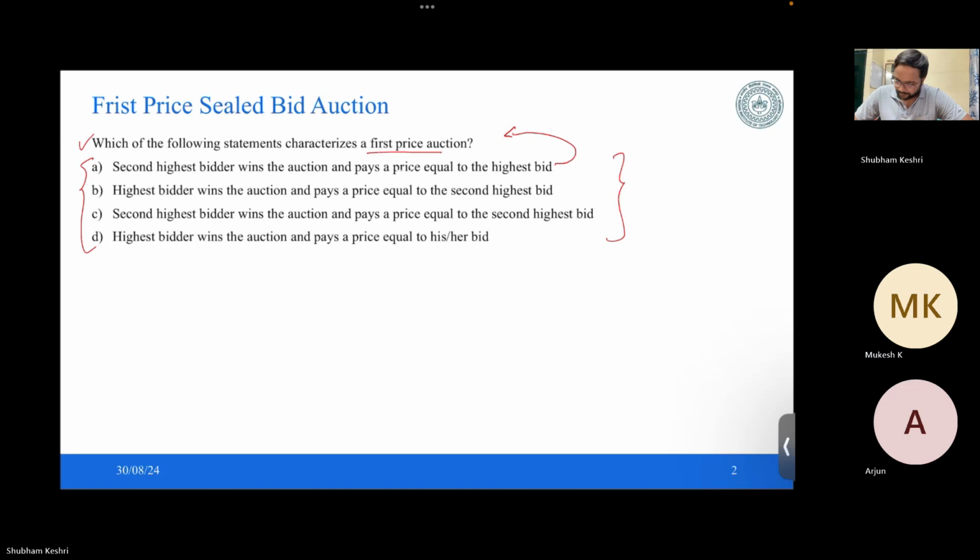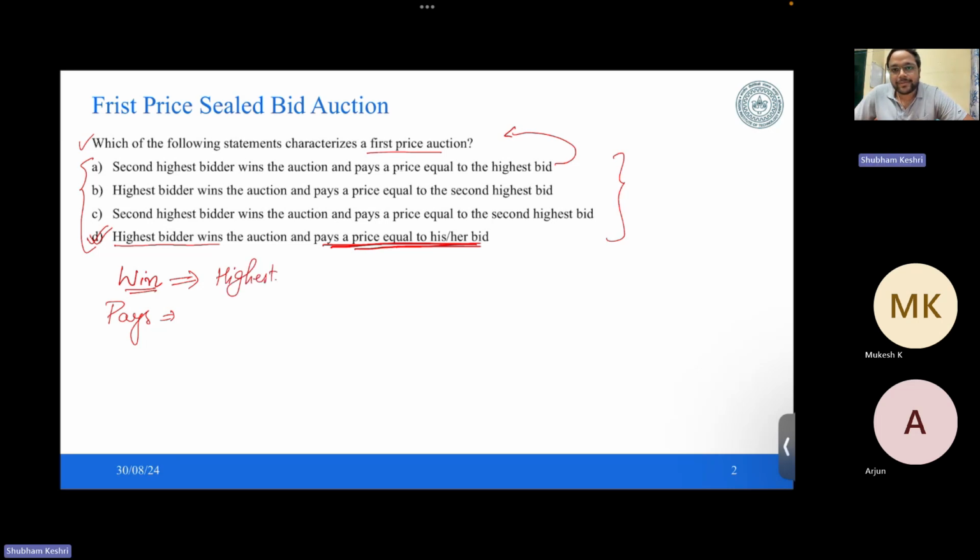Option D, the last option. Okay. So in a first price auction, the highest bidder wins and pays a price equal to his own bid. In an auction there are two important things to take care of: how a person wins, and what he pays. The winner is decided on the highest bid in a first price auction.